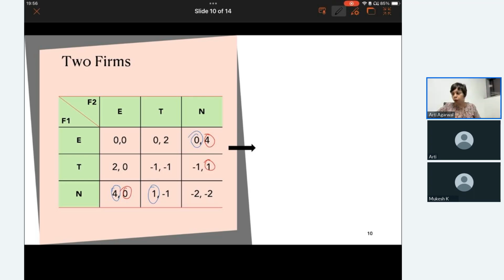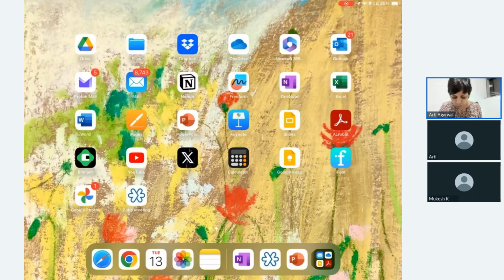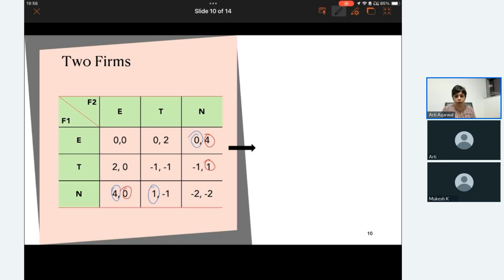What we want to do with the mixed strategies and iterated elimination of dominated strategies in a mixed strategy equilibrium is that, sorry, hang on. I hope this is clear. Yeah. So what we want to do is we want to simplify the game.